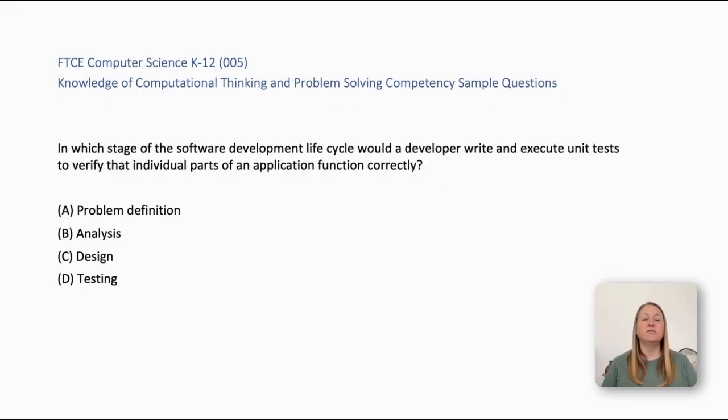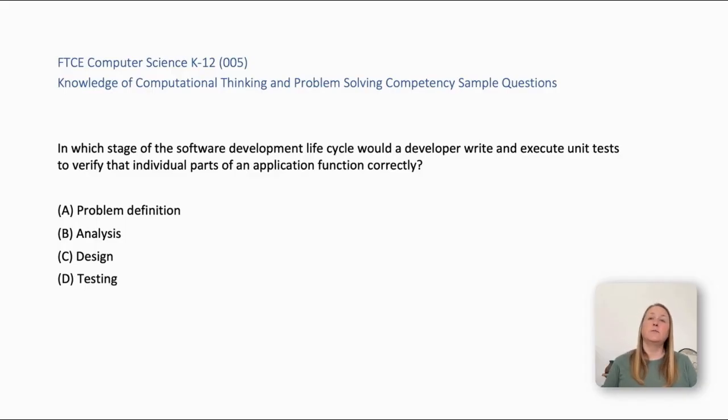In which stage of the software development lifecycle would a developer write and execute unit tests to verify that individual parts of an application function correctly? A. Problem definition. B. Analysis. C. Design. D. Testing.